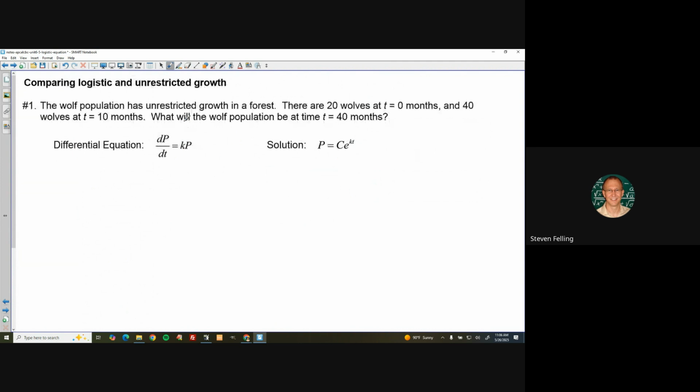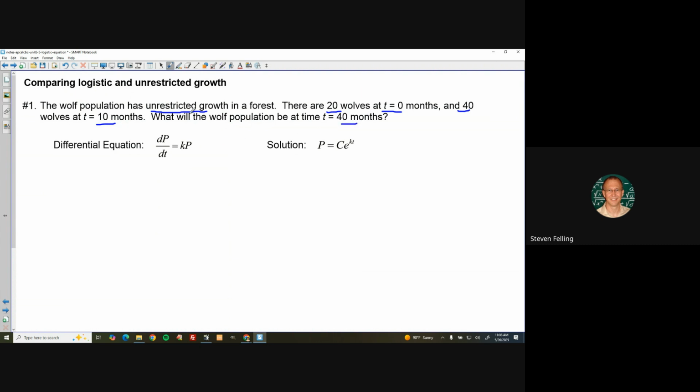So let's do a couple problems. We're going to talk about wolf population in the forest. But first, we'll use the regular unrestricted growth population, and then we will use a logistic one. So problem 1 here. The wolf population, let's assume, has unrestricted growth in a forest. There's 20 wolves at time t equals 0, and there's 40 wolves at time t equals 10 months. What will the population be at 40 months?